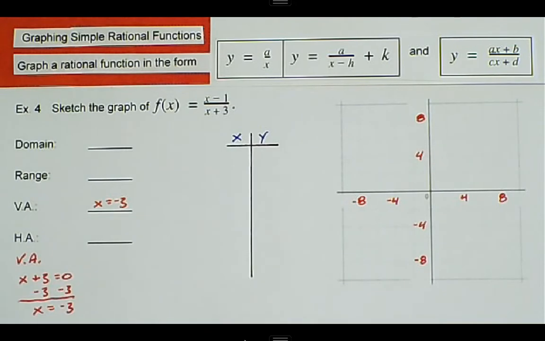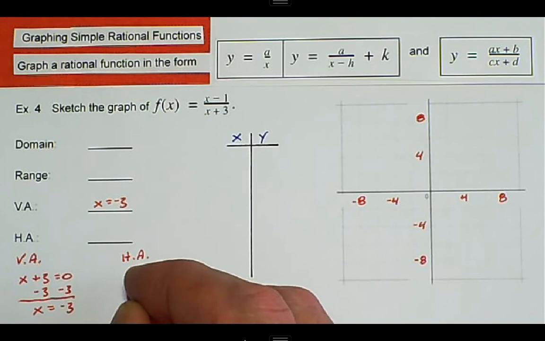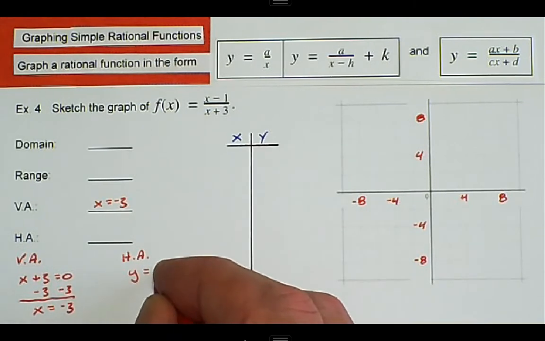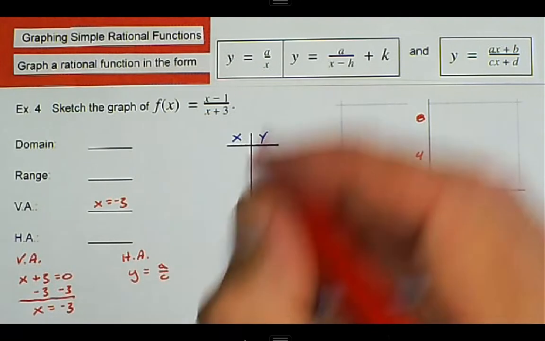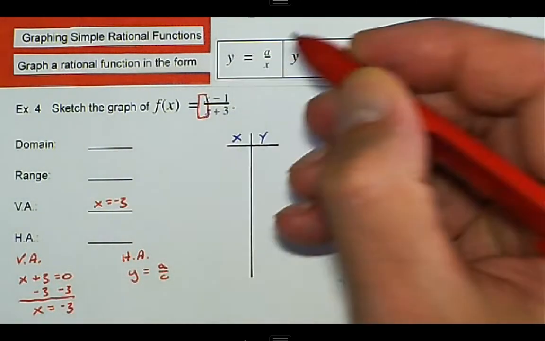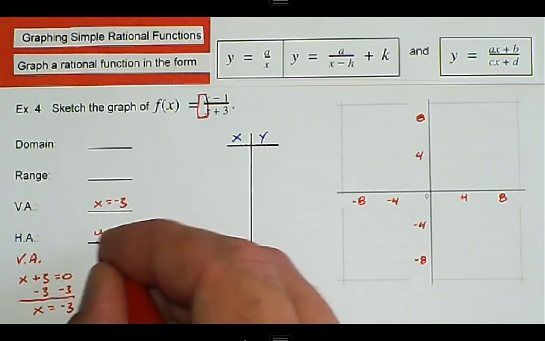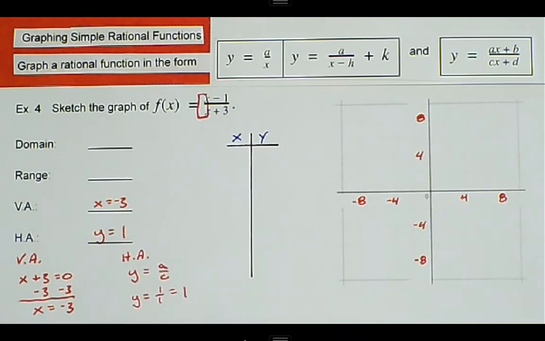And then for our horizontal asymptote, that is the fraction a divided by c, and that is going to be our lead coefficients here, which in this case is going to be y equals 1 divided by 1, which is equal to 1. So our horizontal asymptote is y equals 1.